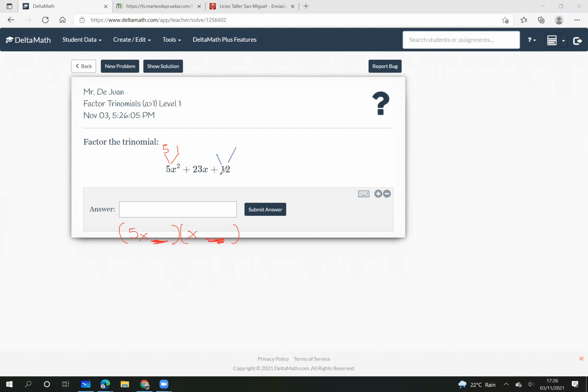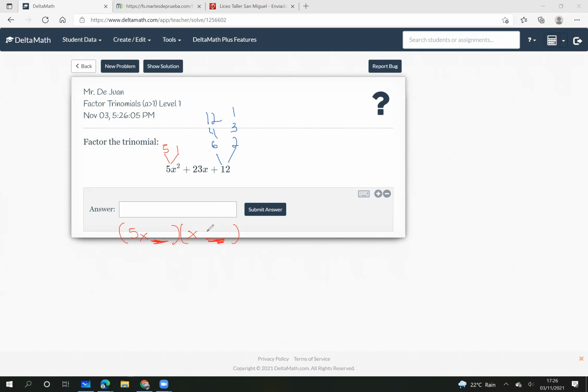What two numbers will multiply to make 12? 6 and 2, 4 and 3, 12 and 1. And obviously the negatives, but when I see this as positive, we know that it won't be a negative, okay? So what two numbers are going to multiply with 5? What numbers can I try?